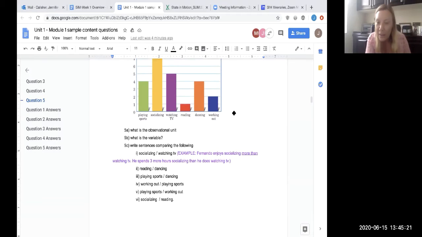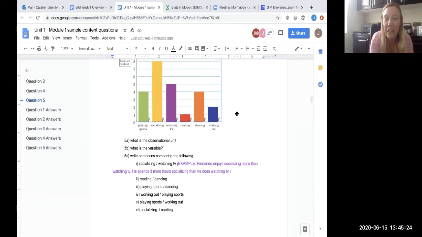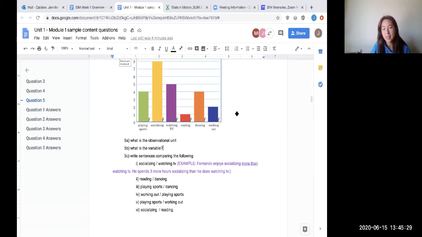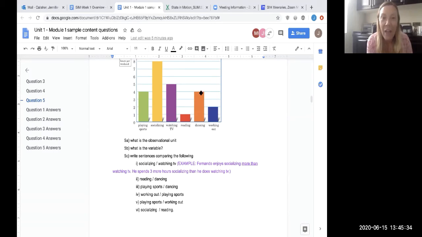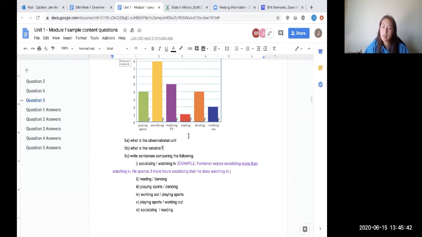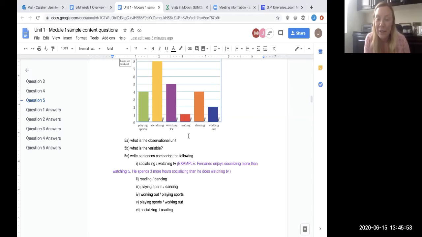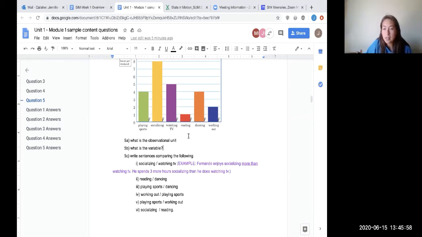Okay, so let's see, Elizabeth, can you compare the reading and dancing? Can I compare it? Yeah. So first you want to identify how long he's dancing for, how long he's reading for, and then what the difference is. Fernando enjoys dancing more than reading. Okay. So then he spends 3 hours more dancing than reading.